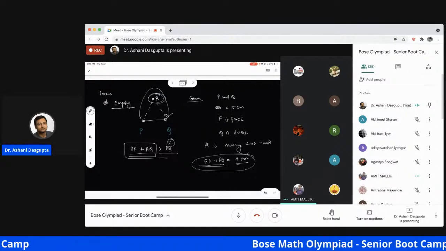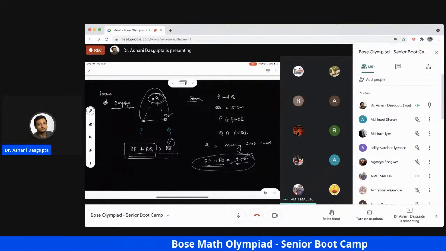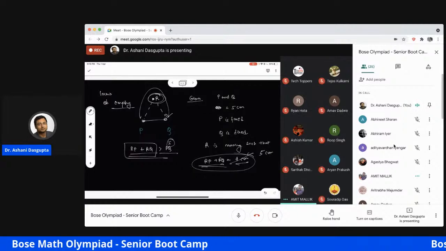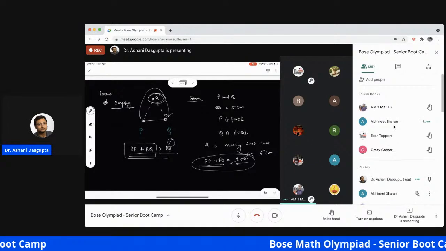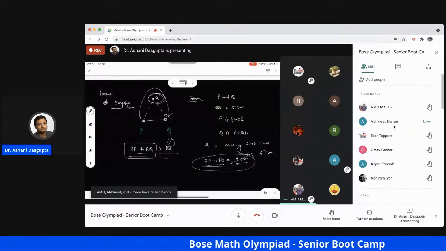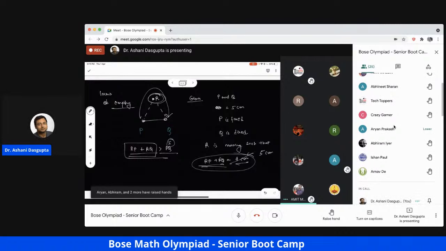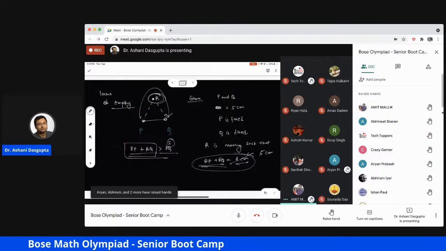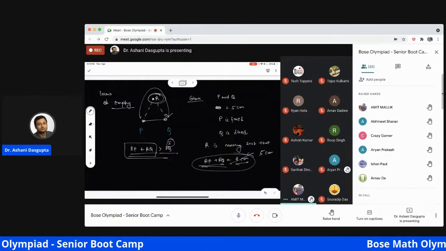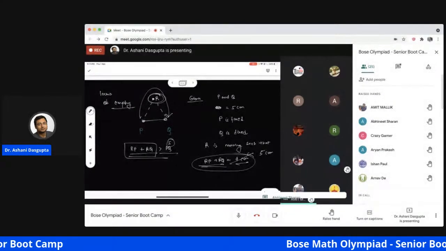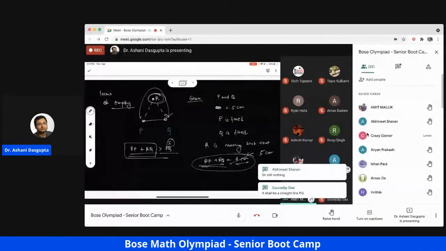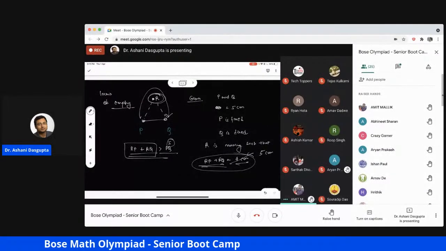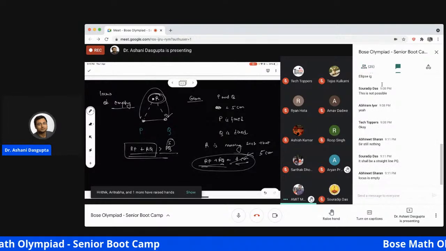What if I change this and I say, okay, RP plus RQ is 5 centimeters. Don't answer right away. Raise your hands and I will ask you to respond. Okay, I see there are raised hands already. Let's go to Abhinit Sharan. Abhinit, what do you think is the locus of the point R in this particular case? Okay, so Abhinit is saying it's nothing.